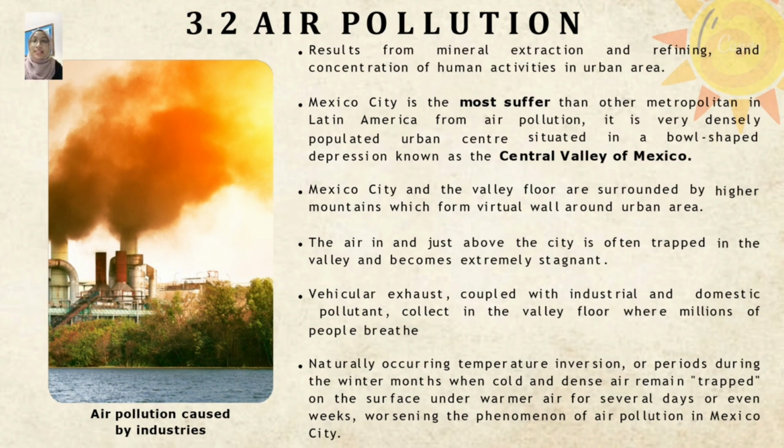Moving on to air pollution in Mexico City. Air pollution in Mexico City arises from mineral extraction, refining, and concentrated urban activities. Mexico City, nestled in a bowl-shaped depression known as the Central Valley, faces severe air pollution worsened by its dense population. Surrounded by mountains forming a natural barrier, the city experiences stagnant air, trapping pollutants. Vehicular exhaust, industrial emissions, and domestic pollutants accumulate on the valley floor, impacting millions of residents. During winter, temperature inversions worsen the problem, causing prolonged periods of trapped and polluted air.